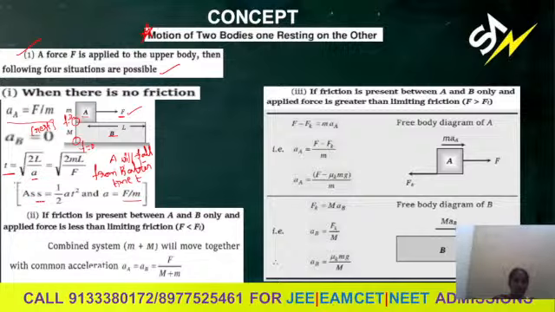So this is the time taken for block A to fall off from block B, because there is an applied force. So if there is no friction, this way we can find the acceleration of the blocks and the time taken for block A to fall from the surface. Next situation: friction is present between A and B only, and the applied force is less than the limiting friction. We know that if the applied force is less than the limiting friction, the object will be at rest only. The body will not move.